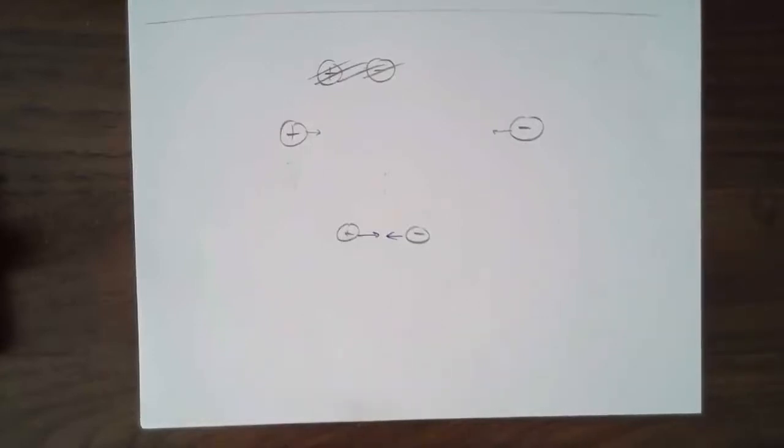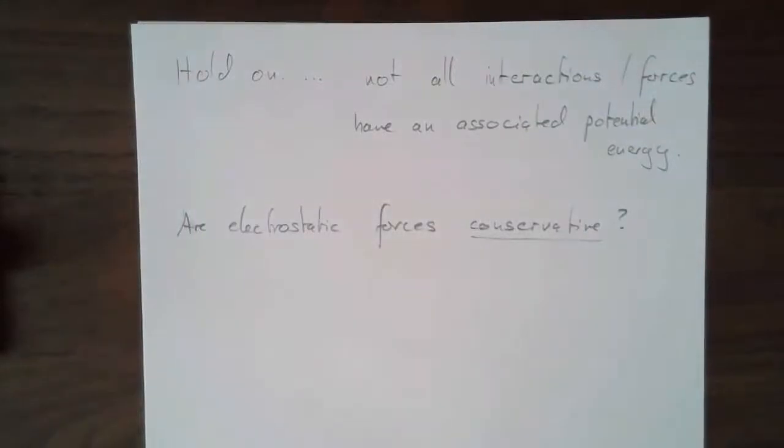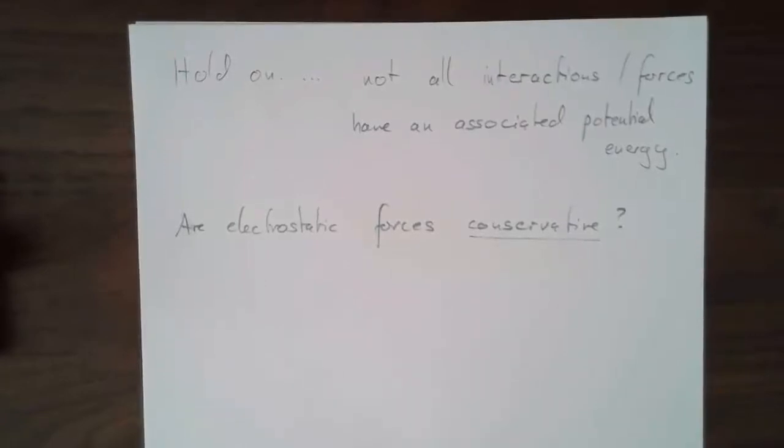Alright. But hold on. Not all interactions or forces have an associated potential energy. For example, friction doesn't have a potential energy. When we have friction and we want to deal with energy, we have to calculate the work done by friction. So remember that only forces that are conservative have an associated potential energy.